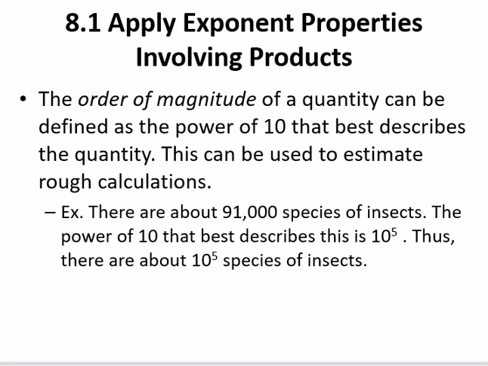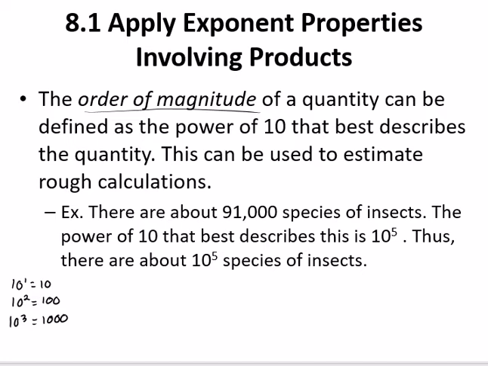And looking at another example, order of magnitude. The order of magnitude is a quantity that can be defined as a power of 10. That best describes the quantities. So we're talking about 10, 100, 1,000, 10,000, 100,000, 1 million. Those are all powers of 10. So 10 to the 1st power is just 10, 10 squared, 100, 10 cubed, 1,000, so on and so forth. The number of the exponent is the number of zeros it has.